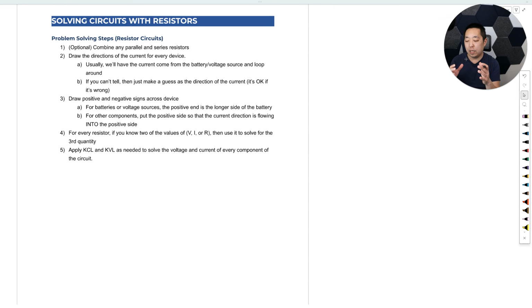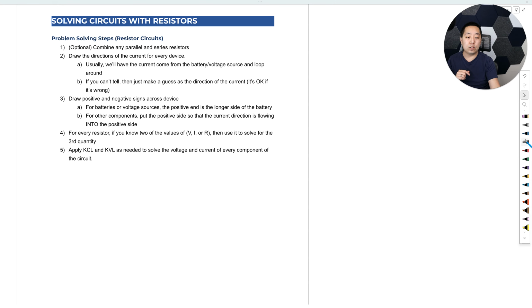All right, so I wanted to make a lesson that summarizes how we analyze resistor circuits by combining both KCL and KVL along with the parallel and series resistors, okay? So let's outline the steps when we are solving circuits with resistors.